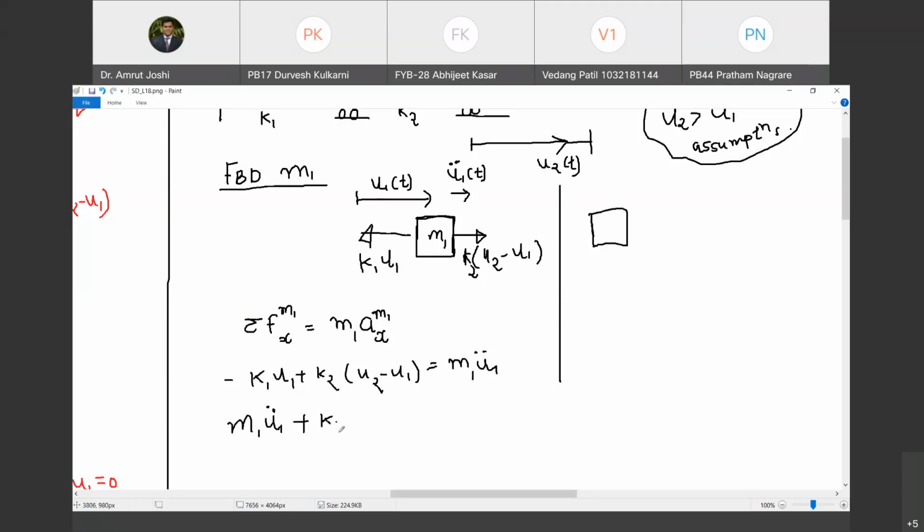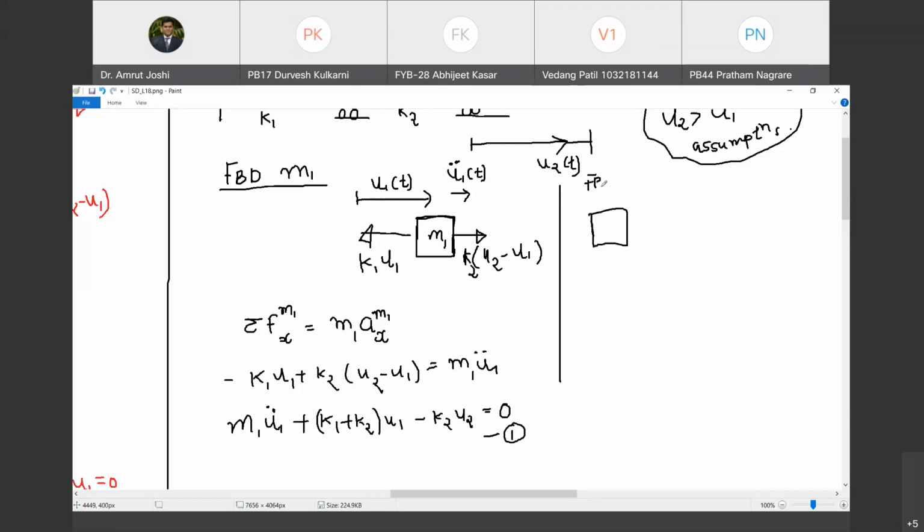Plus k1 plus k2 into u1. Agreed? And k2 u2 is positive here, it goes on the other side and becomes minus k2 u2. And this is equal to 0. This is the first equation. Happy?